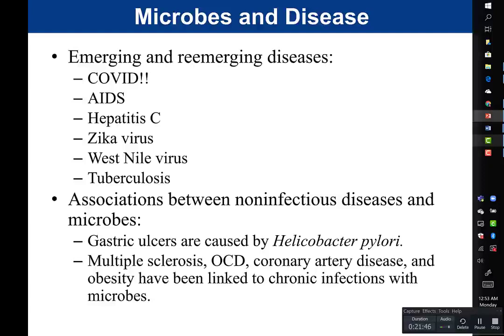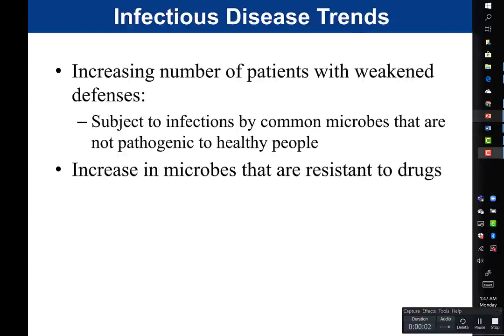Multiple sclerosis, obsessive compulsive disorder, coronary artery disease, obesity, etc. These have all been linked to chronic infections with microbes. So again, diseases that were thought to not be due to anything infectious have now been found to actually have an infectious component to them. So we're starting to see some trends in infectious diseases.